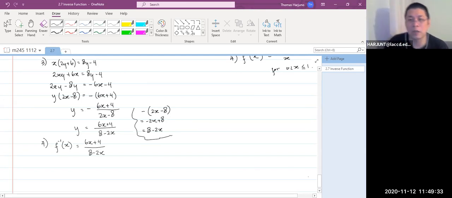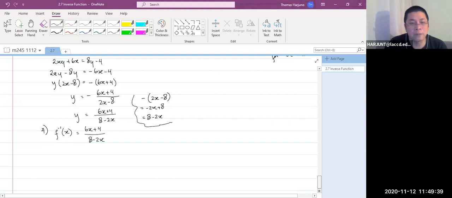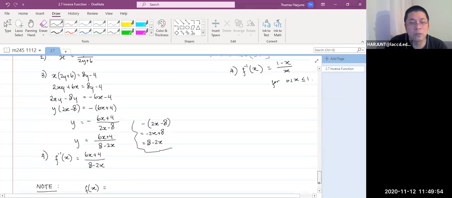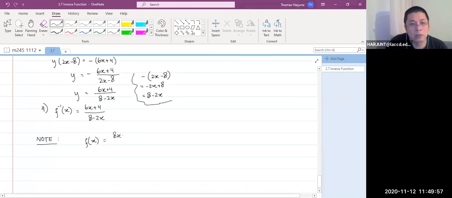Now the follow-up part that I want to do is the following. Let's put this f(x) and f inverse x next to each other. So f(x) is equal to, what's that? That's (8x minus 4) over (2x plus 6). Right? While the inverse function is (6x plus 4) over (8 minus 2x).